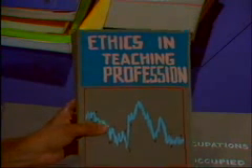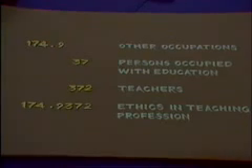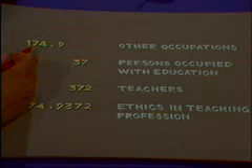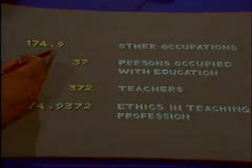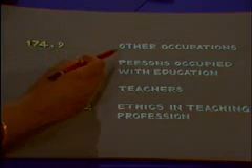Let us take the title Ethics in Teaching Profession. The main subject in this document is ethics. In the main schedule, the number 174 represents economic, professional and occupational ethics. Under this, the number 174.9 represents ethics of other occupations.